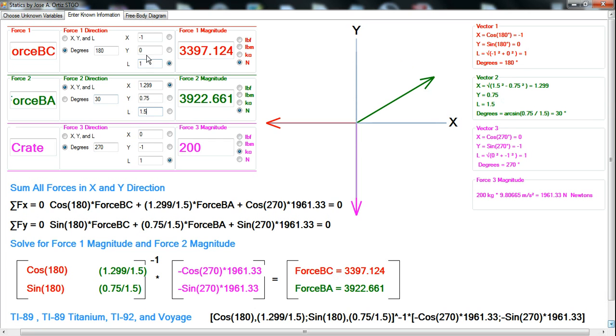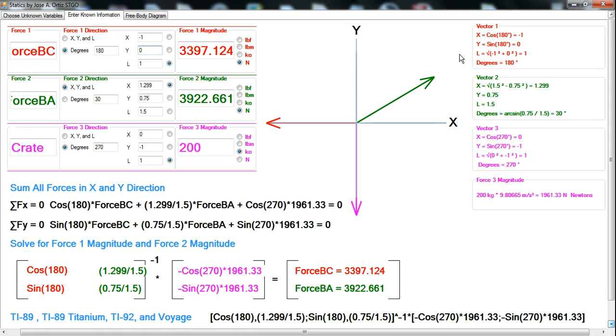So now this would be our free body diagram with the crate pointing straight down. This is 270 degrees, and this is 0.75 and 1.5, and this again is 180 degrees. So what we have here is we did a few calculations here.